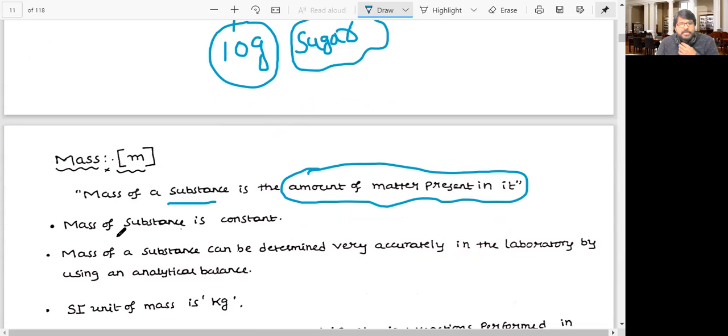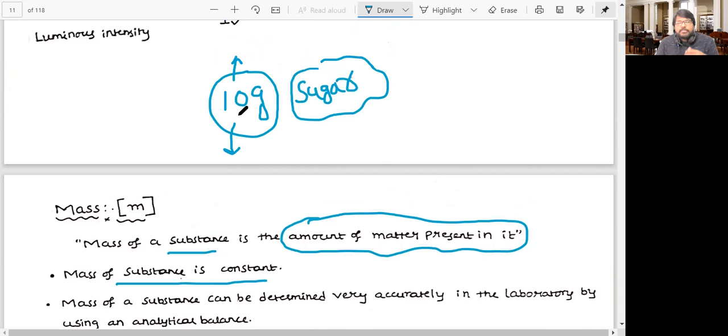And most importantly, mass of a substance is constant. What does it mean? So for example, if you have taken 10 grams of sugar, whatever place you may be in, on any planet, the mass is constant. But another physical quantity will change, that is actually called weight. But I will discuss that definition also. So mass of a substance is constant, but don't think that instead of 10 grams, if I take 20 grams, then the mass is varying. It is not in that context.